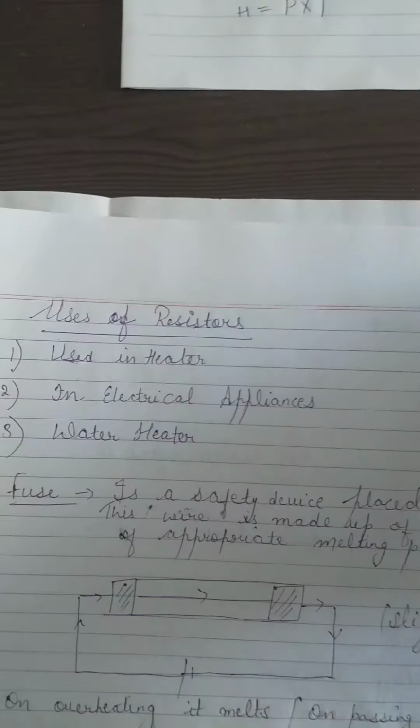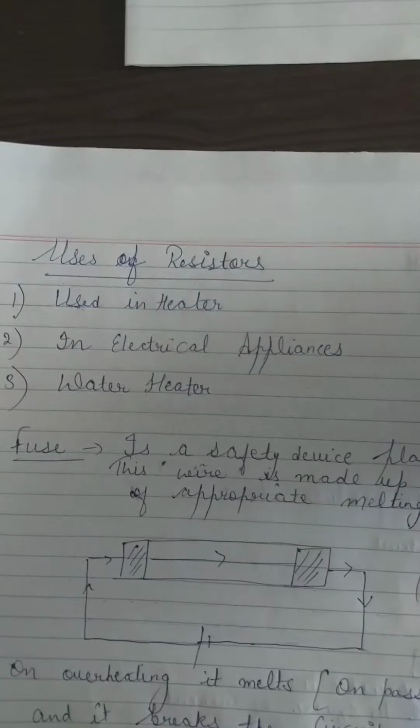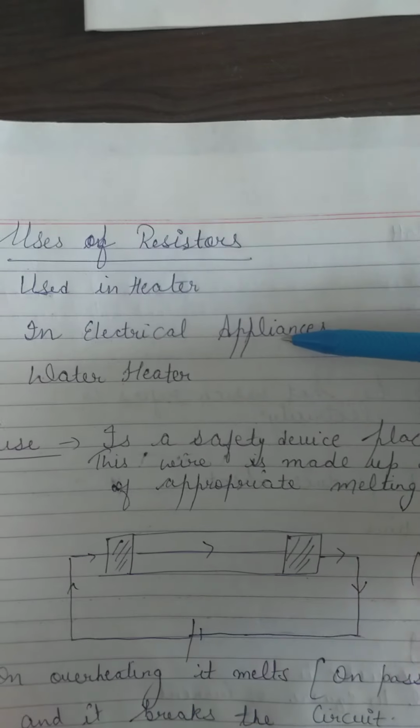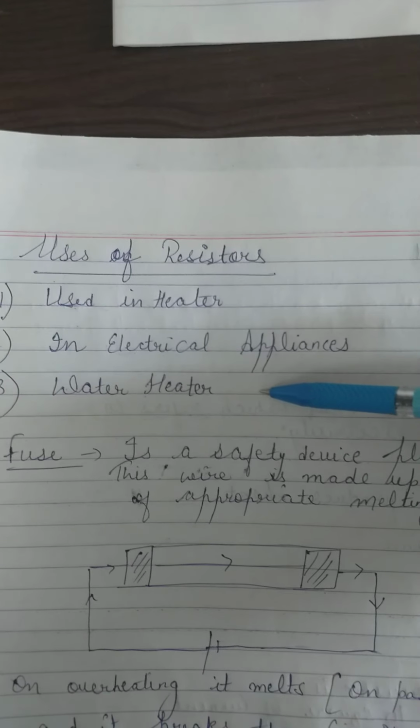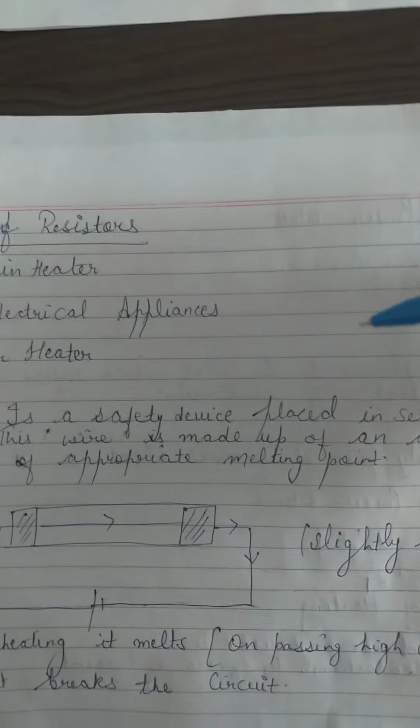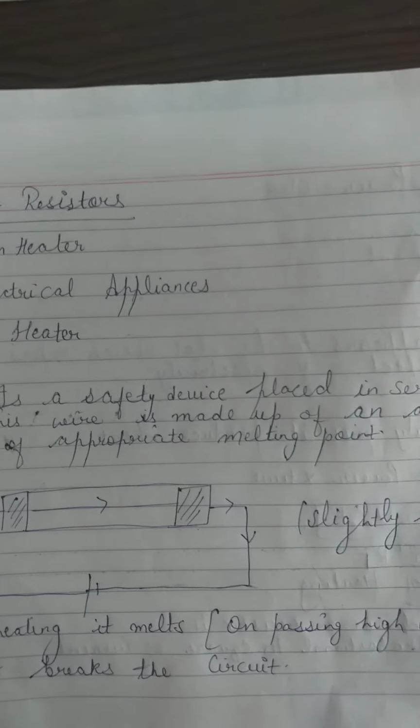Next is uses of resistors. Resistors are used in a heater, in electrical appliances, or in a water heater. Okay. Next is fuse. It is generally a safety device which is placed in series.